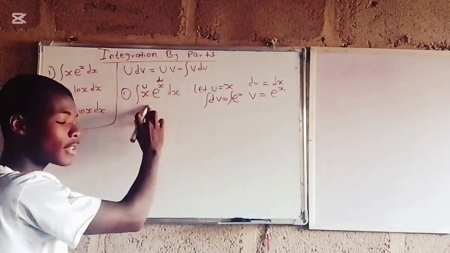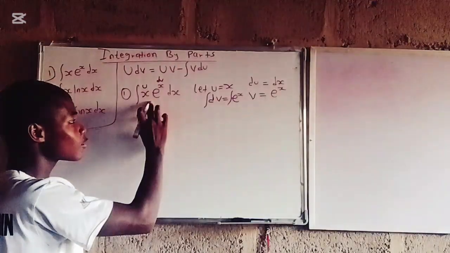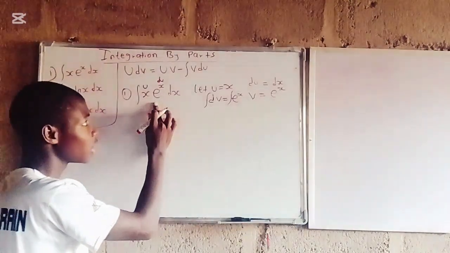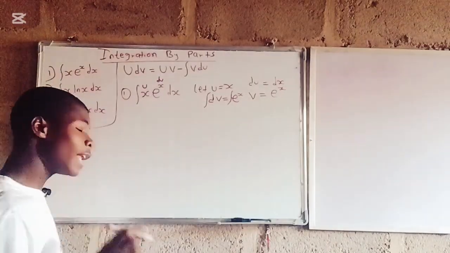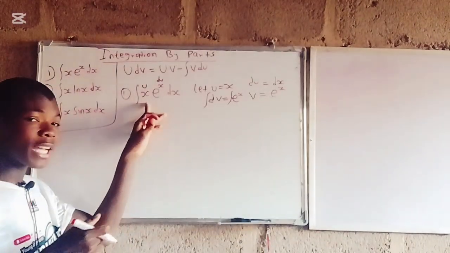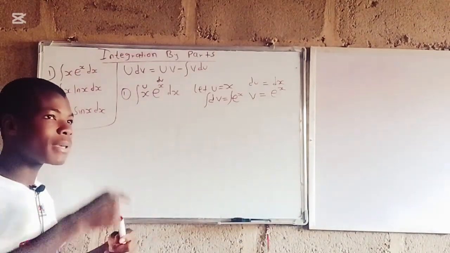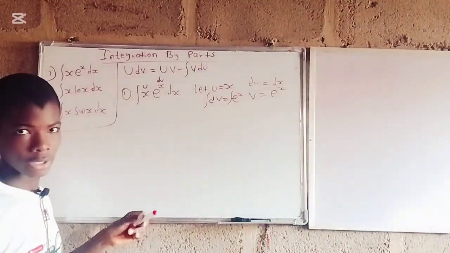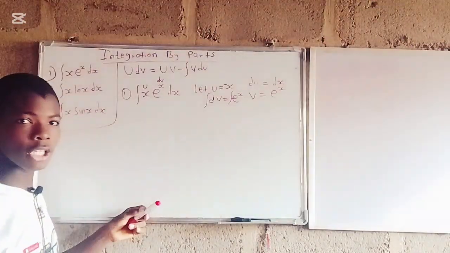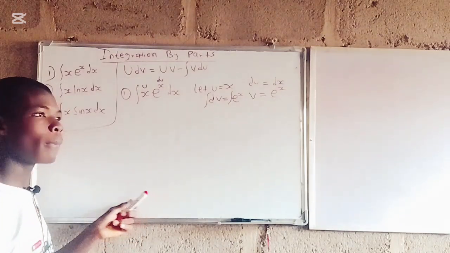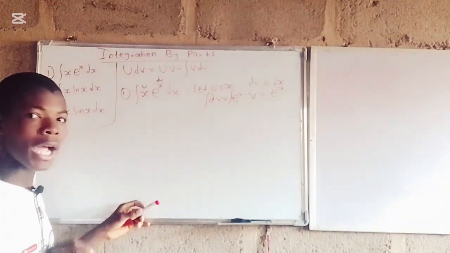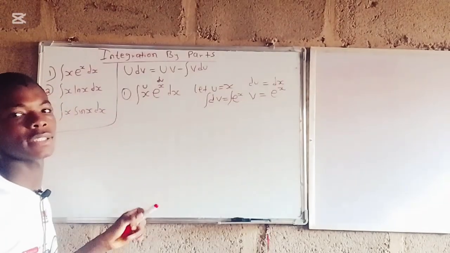You have to let one of these be u and the other one be dv, or this one be u and the other one be dv. It depends on the value that you let be u. It should be easy to differentiate, so that it is differentiable. But if it is not differentiable, you cannot let it be u, but rather you have to take it as dv, so that the value can be solved by integrating.